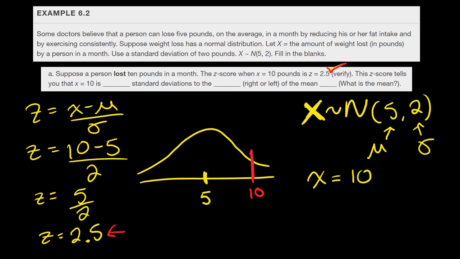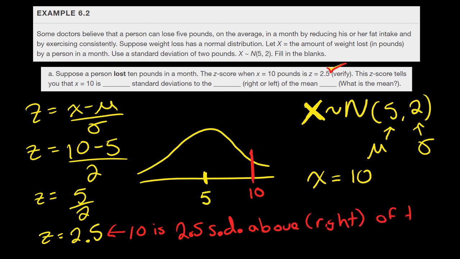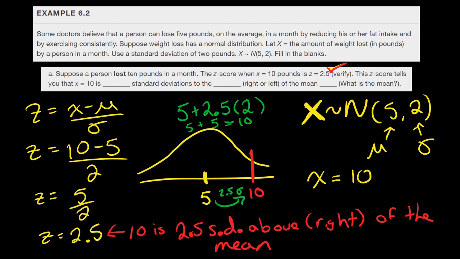Right? So 10 is 2.5 standard deviations, since it's positive, above or to the right of the mean. In other words, if you were to take 5 and add on 2.5 standard deviations, so 2.5 times the standard deviation, which is 2, you get 5 plus 2.5 times 2, which is 5, which is 10, right? So we're 2.5 standard deviations above the mean.